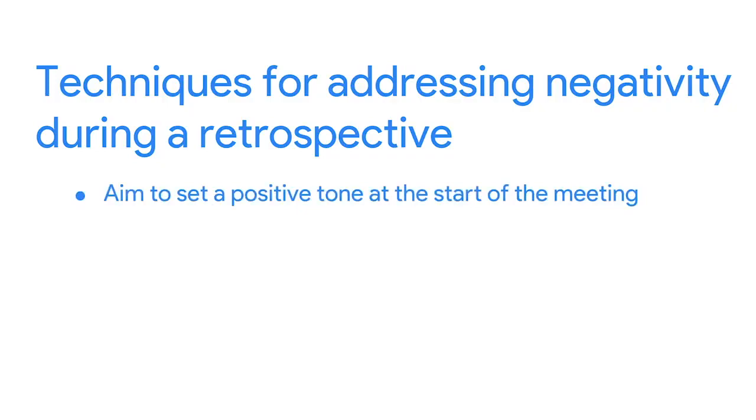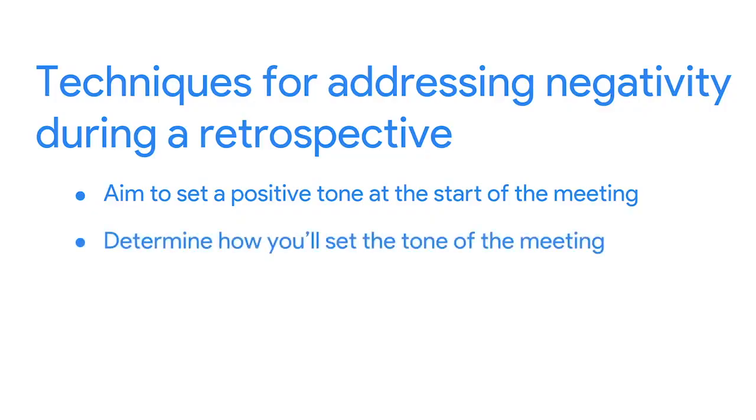To address team negativity, aim to set a positive tone at the start of the meeting. Kick off by highlighting project successes. Maybe the team received positive feedback from a stakeholder. Or you could thank the team for their hard work in reaching a major milestone. Determine how you'll set the tone of the meeting. Meeting props can help with this. For example, you might hand out an even number of green and red index cards to each participant and ask attendees to write successes on the green cards and challenges on the red cards. Passing out green cards might subtly encourage the team to think of successes in addition to challenges.